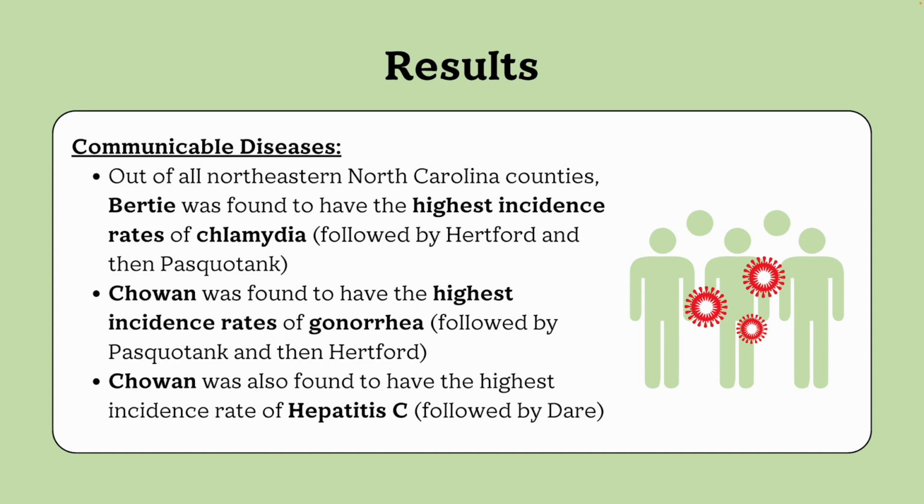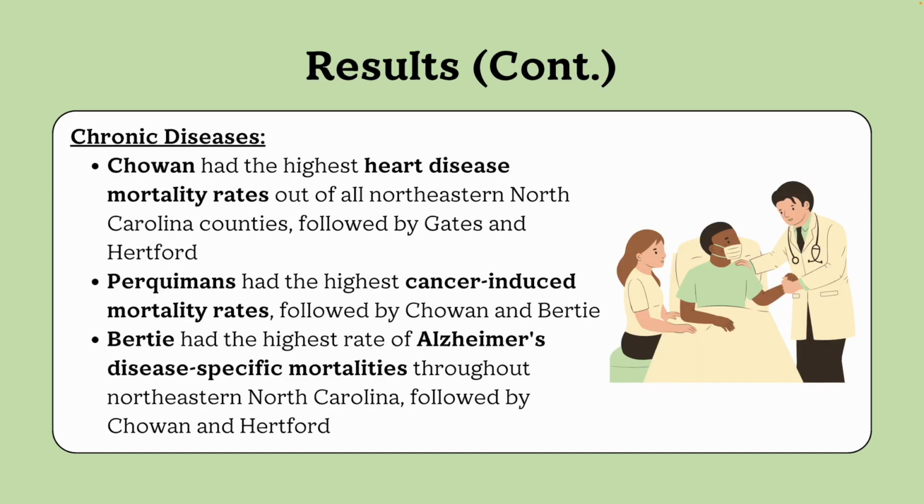Then Chowan was found to have the highest incidence rates of gonorrhea, and this was followed by Pasquotank and Hertford. Both of these are STIs. And then finally, Chowan was also found to have the highest incidence rate of hepatitis C, followed by Dare County. And what I found interesting here was that Hertford and Pasquotank were involved in high incidences of chlamydia and gonorrhea specifically.